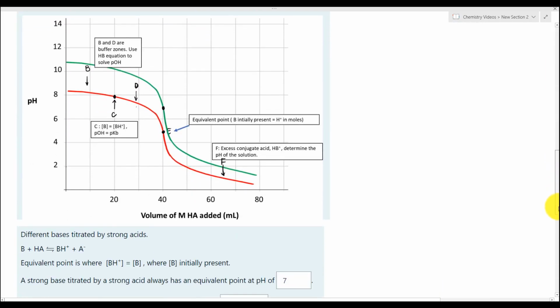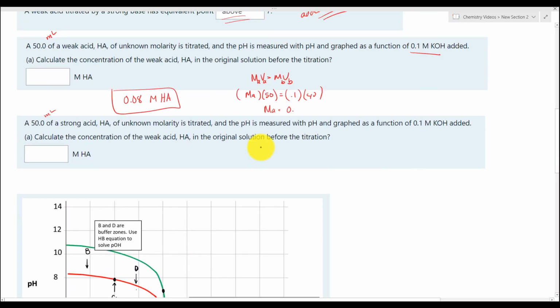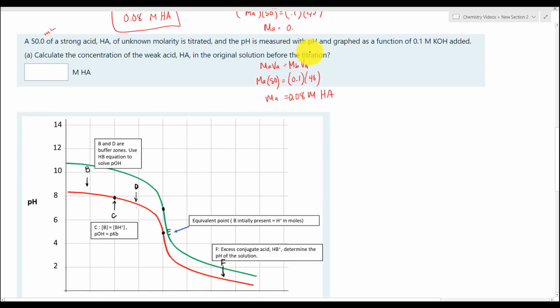Okay? So in this case, what do we have? The same process actually, MAVA equal to MBVB. And it is the same value, so therefore we expect to have the same answer: 50, right, 0.1 times 40. Of course, MA equal to 0.08 molarity of HA. There you go. See that? And it doesn't matter what graph, if it's acid titrating base or base titrating acid, it's all the same process. Okay, we are going to use the same equation.